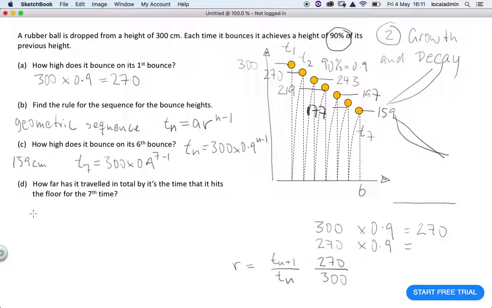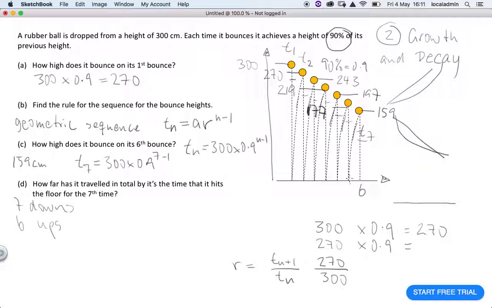Okay. How far has it traveled in total by the time that it hits the floor for the 7th time? Okay, so we got down, up, down, up, down, up. Let's just do that again. So we have 1 down, 2, 3, 4, 5, 6, 7. So we got 7 downs. And let's see how many ups we've got. We've got 1, 2, 3, 5, 6. We've got 6 ups only. Okay, so 6 ups.